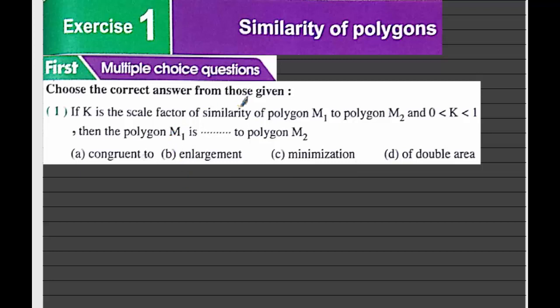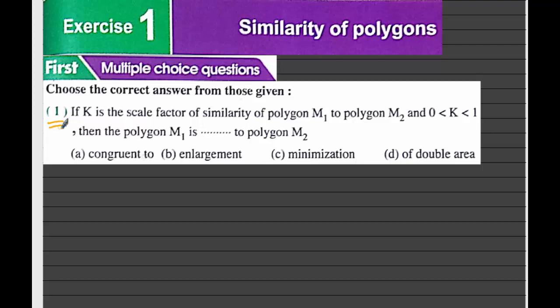Hello everyone, in this lesson we will solve some problems on similarity of polygons. First, we have multiple choice questions. Choose the correct answer from those given.